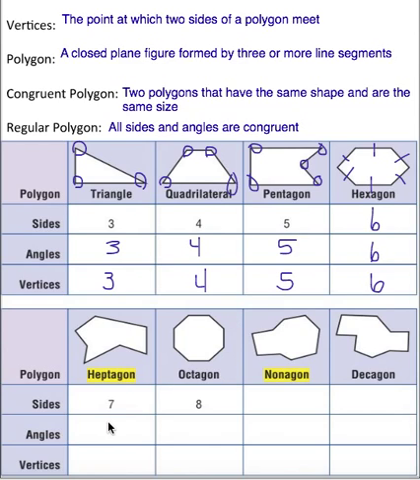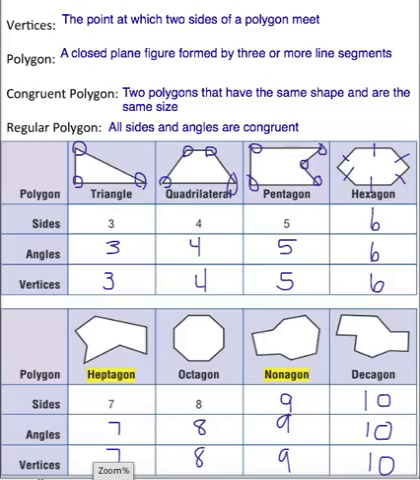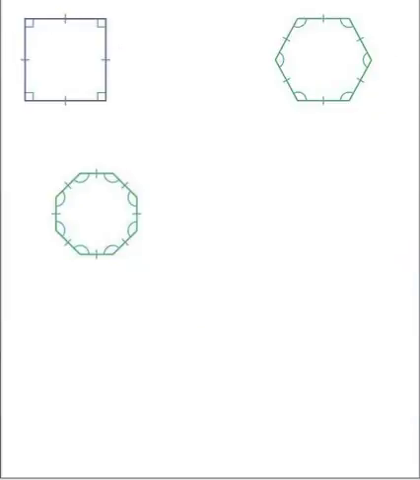So as you can see, for us to fill out our chart, it would be pretty easy for us to use that knowledge to fill it out instead of having to count up all of them. So as we come down our chart, the heptagon has 7 sides, an octagon has 8 sides, a nonagon has 9 sides, and a decagon has 10 sides. So those are all of the sides for our different polygons. So let's go ahead and move on to a little bit of practice.